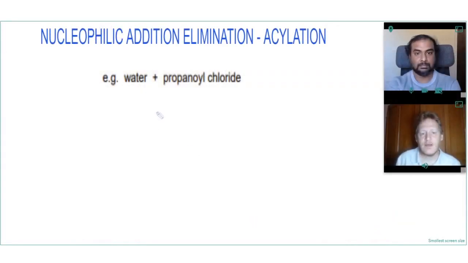Okay, so today we're going to have a look at a nucleophilic addition elimination mechanism. And we'll have a look at an example with the reaction of water and propanoyl chloride, which is an acyl chloride. If we start off by drawing the acyl chloride, it's propanoyl chloride, so prop means we've got 3 carbons.